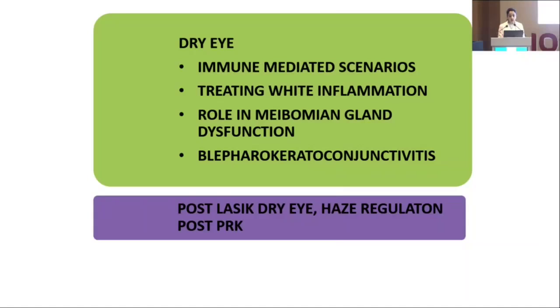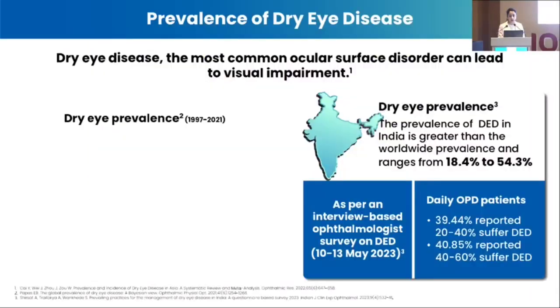Also in meibomian gland dysfunction, most of these, as you know, even in young males, these blepharokeratoconjunctivitis cases have a lot of autoimmune component, and they have recurrent attacks. Staphylococcal hypersensitivity is the other term we use for this. These are also important indications for using cyclosporin. Also post-LASIK dry eye, especially post-PRK and post cross-linking in haze regulation, cyclosporin has a very big role.